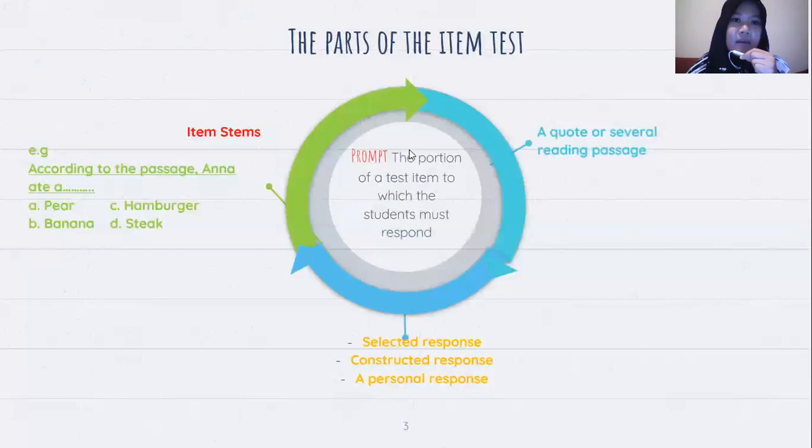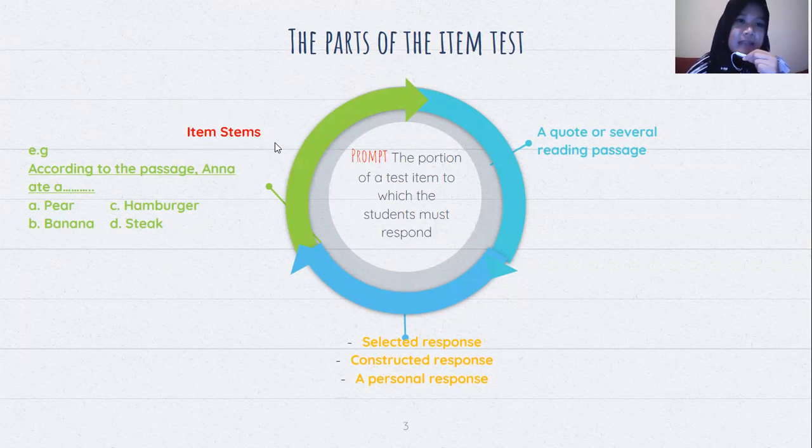All right, so here are the parts of the test item. As I said before, a prompt is a keyword or the important part of the test item. We can understand a prompt as the portion of a test to which the students must respond. So this is such as the guidance, the instruction, the clear instruction related to what must be done by the examinee. Okay, and here are the forms of prompt.